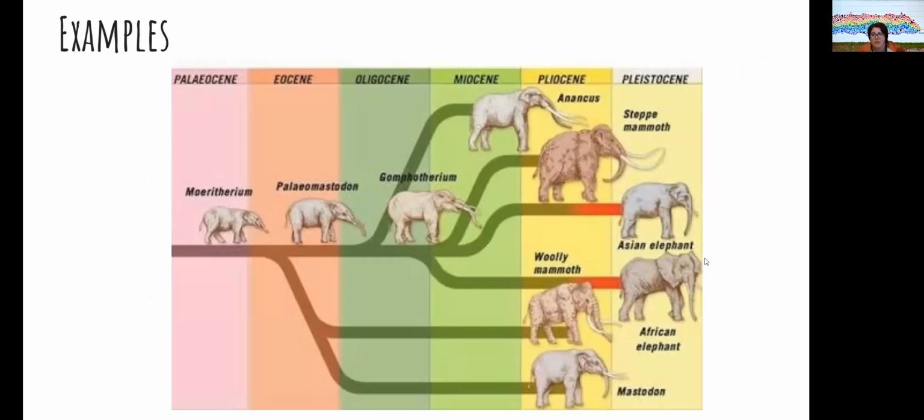Another example here is you can see through time. You should recognize some of these eras here. We can see the lineage that led to what we know as the Asian and African elephants. Where these stop is basically where they went extinct.